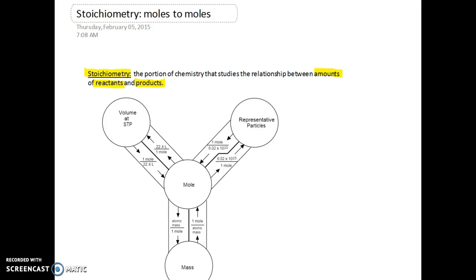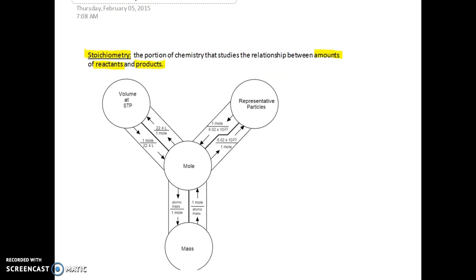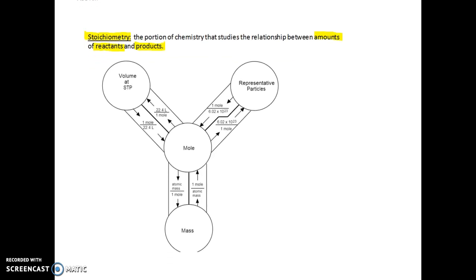So you will need a mole road for this. And if you don't have a mole road, talk to Camp because he will give you an extra copy of the mole road. This is a clean mole road right here. I'm going to go ahead and add a few things to this that you should already have on your mole road. Volume at STP, we know that is measured in liters. Our representative particles are going to be atoms and molecules and formula units. And of course, down here at the bottom, we have mass, which is measured in grams.